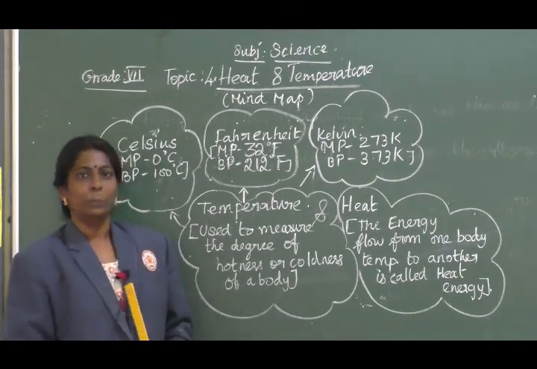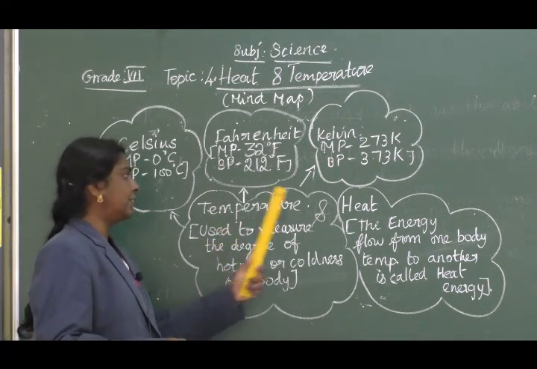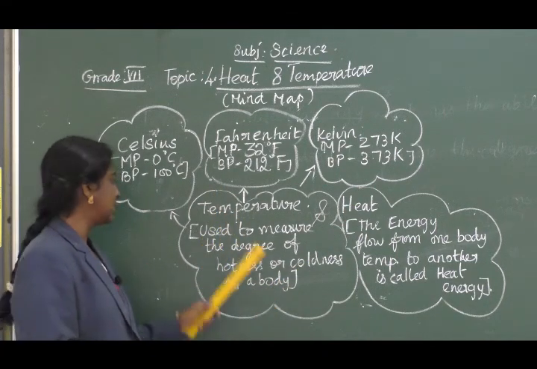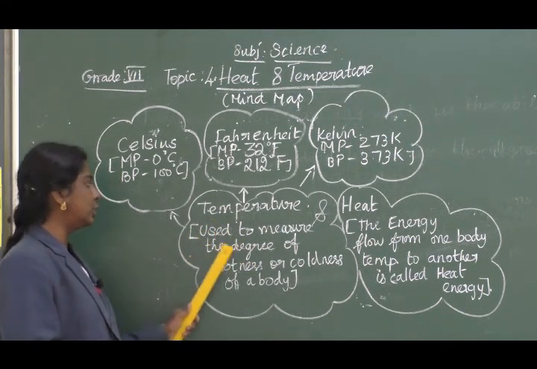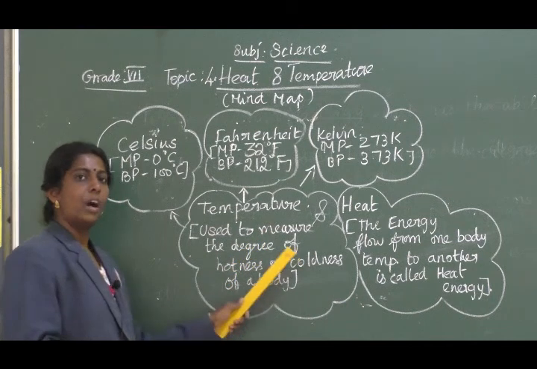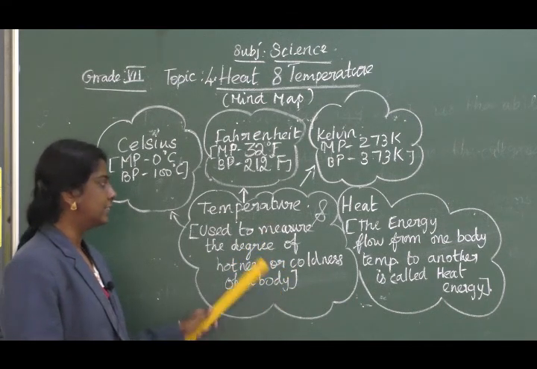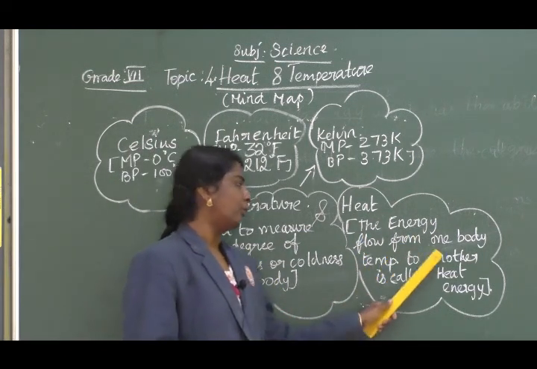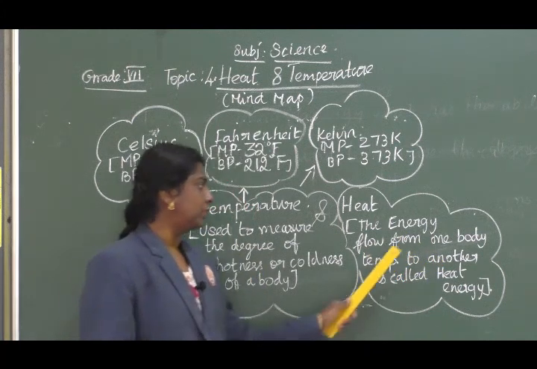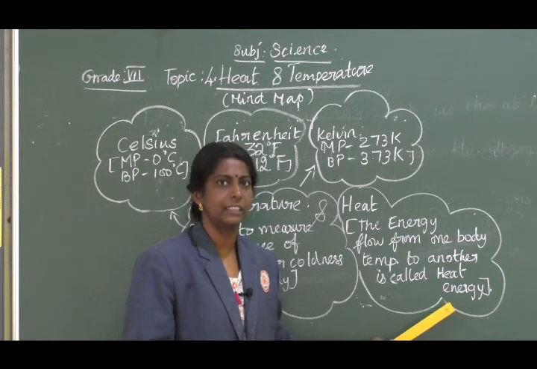Now, let me have a look at the mind map. So, the lesson is about temperature and heat. About temperature, as I already mentioned, it is used to measure the degree of hotness or coldness of a body. And about heat, the energy flow from one body to another due to temperature difference is called heat energy.